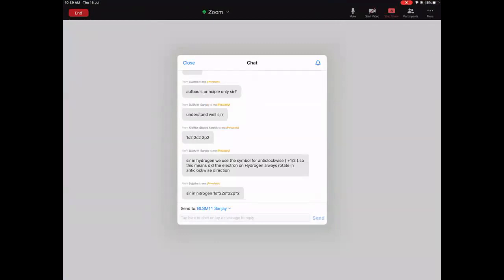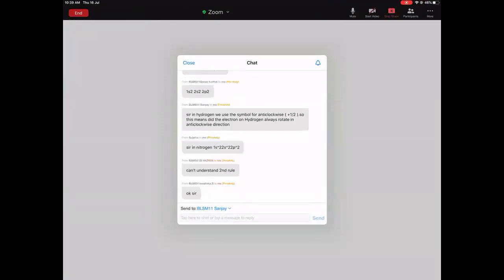Sir, in hydrogen, we use the symbol for anti-clockwise, plus. So does that mean the electron in hydrogen always rotates that way? It doesn't mean that, it is an assumption. Sir, in nitrogen, 1s2, 2s2, 2p3.